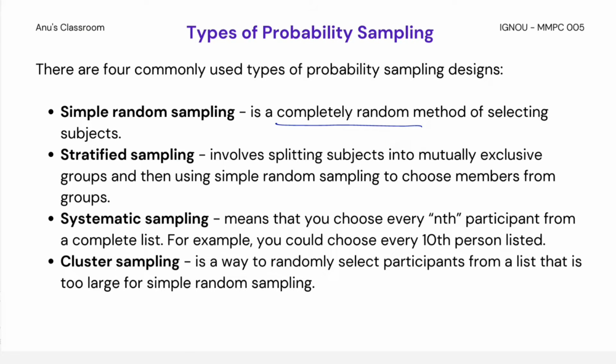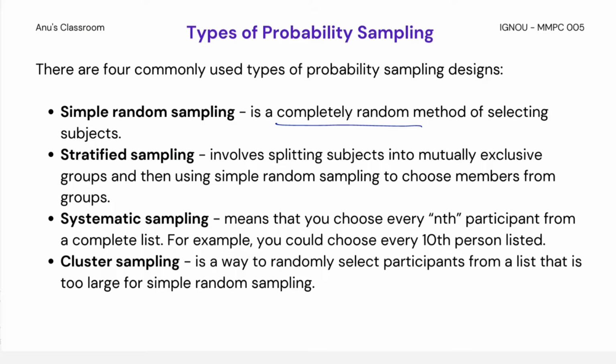Then we have stratified sampling, which involves splitting subjects into mutually exclusive groups and then using simple random sampling to choose members from groups. So suppose you need some data about the salary of men and women working in an organization, okay. We can stratify the group rather than simply selecting randomly, in which case there are chances that some part of the population might not get represented properly.